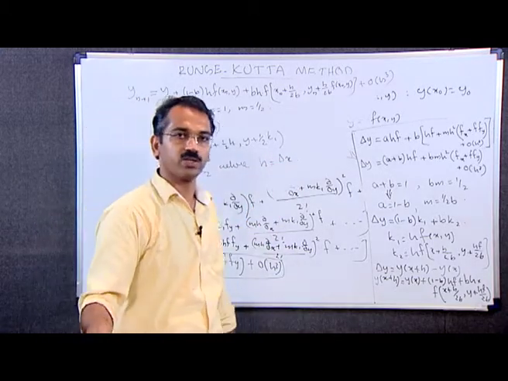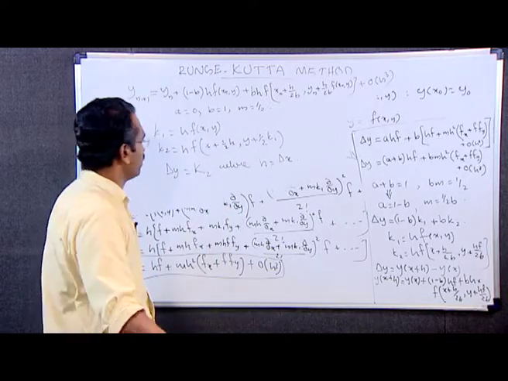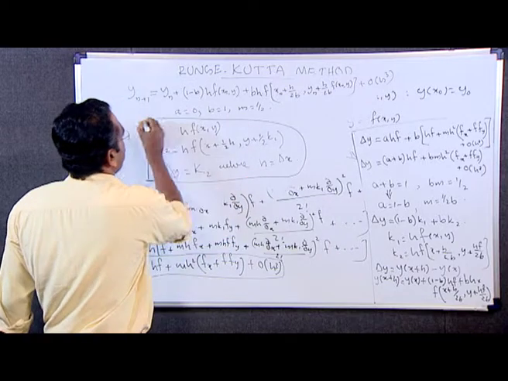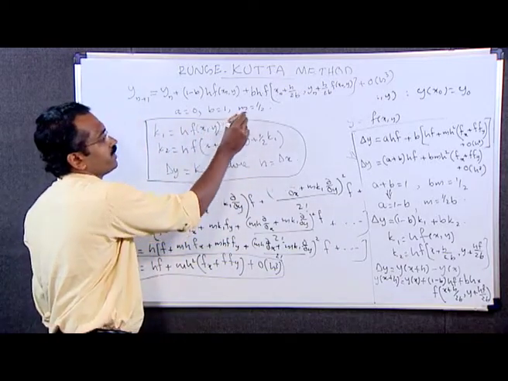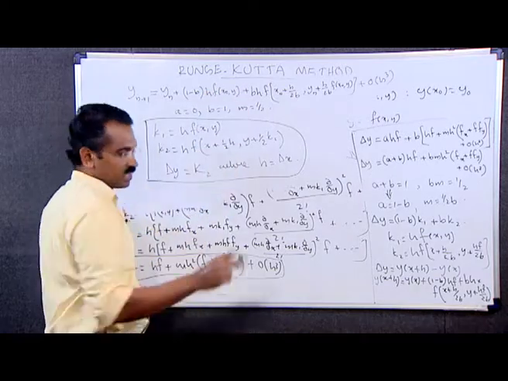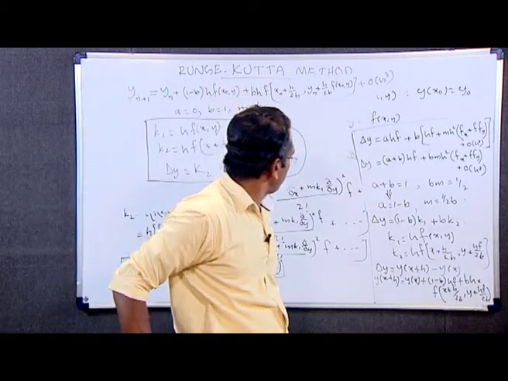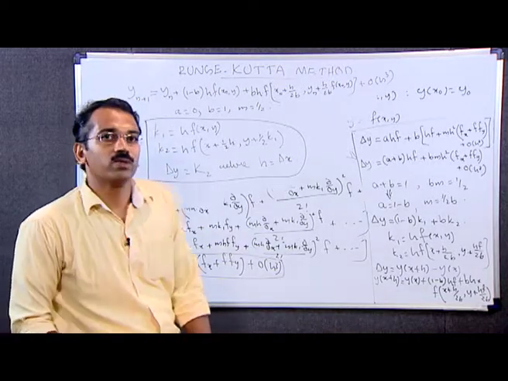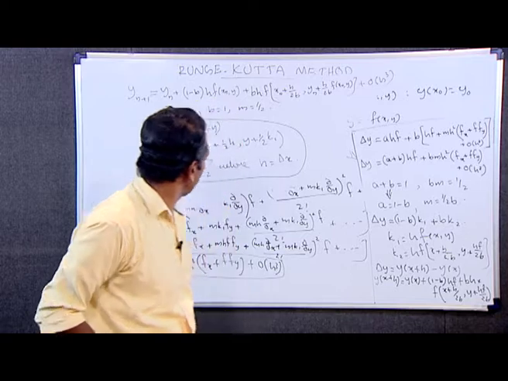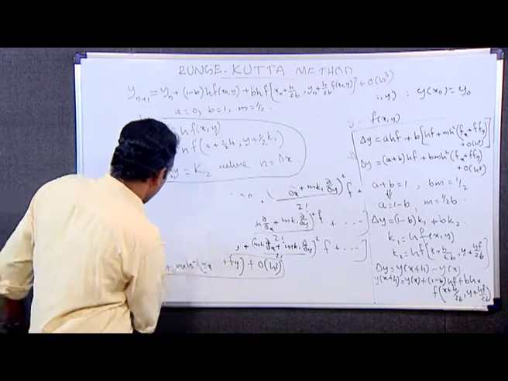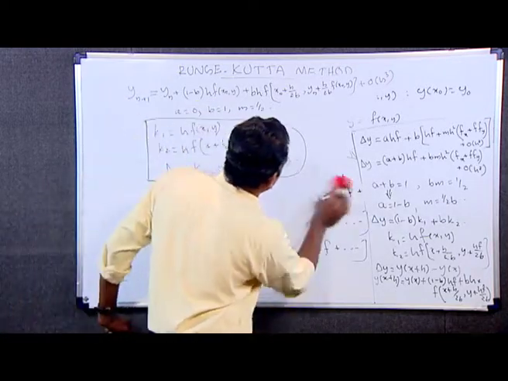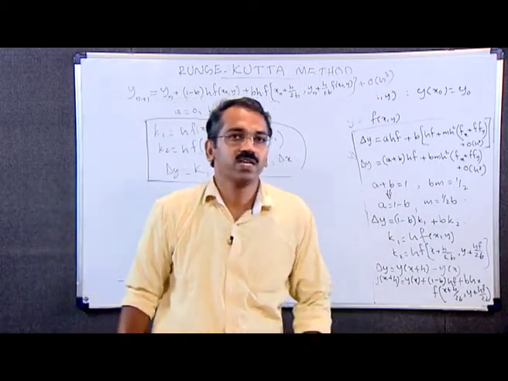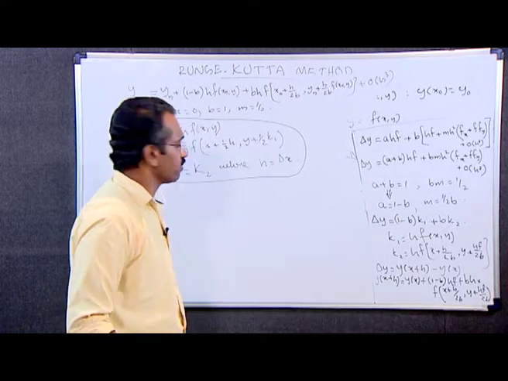This is the second order Runge-Kutta algorithm, which is obtained by setting A equal to 0, B equal to 1 and M is equal to 1 by 2 in this general expression for Runge-Kutta formula. Now, the derivation of third order and fourth order Runge-Kutta algorithms are very tedious. We just state the algorithms.